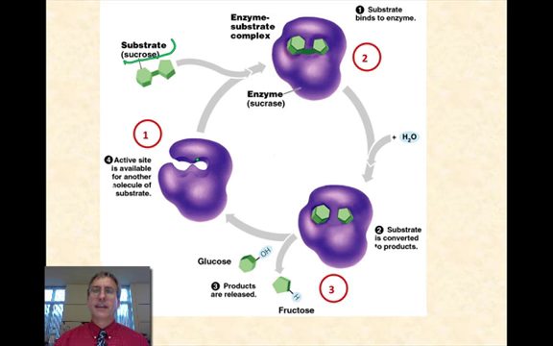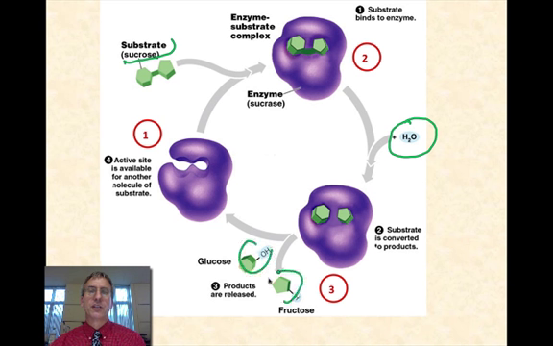And I see a molecule of water over here. We have to add a molecule of water in here in order to force these two monomers apart. We have to break that disaccharide. So our substrate, sucrose, is now converted into two products, glucose and fructose. Notice that the enzyme remains unchanged.